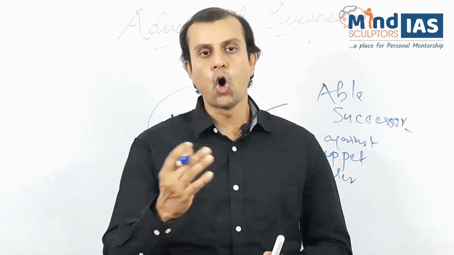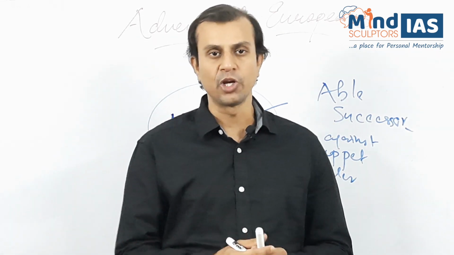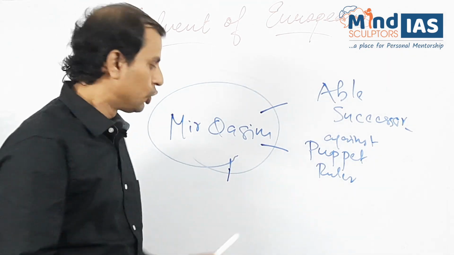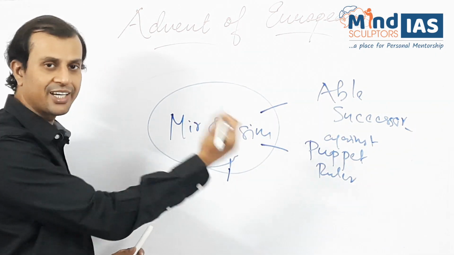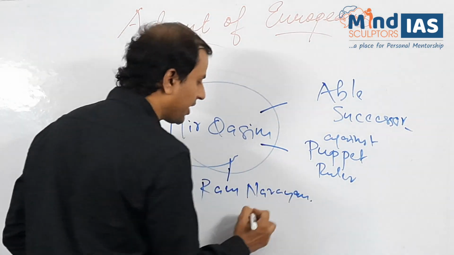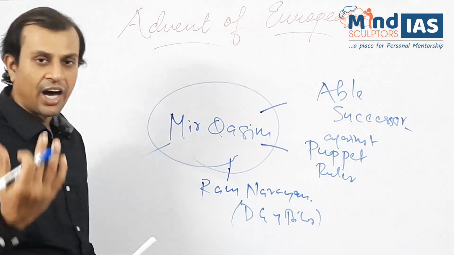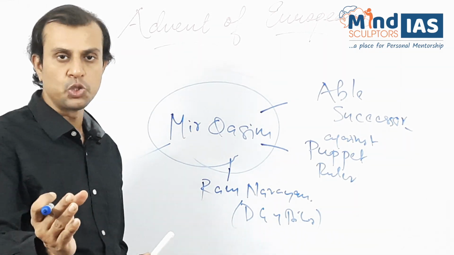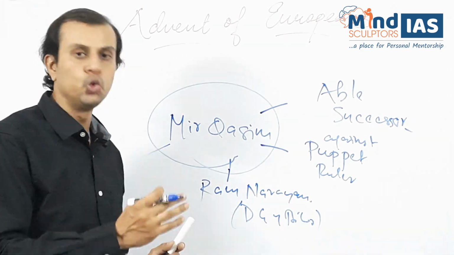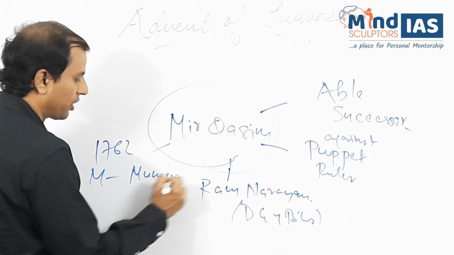East India Company officials at Patna were helping Ram Narayan, the deputy governor of Bihar, and Ram Narayan was against the Nawab of Bengal, Mir Qasim. So another factor why Mir Qasim went against the East India Company can be the Company helping Ram Narayan, deputy governor of Bihar. Now, another factor: in the year 1762, Mir Qasim transferred the capital of Bengal from Murshidabad to Munger.